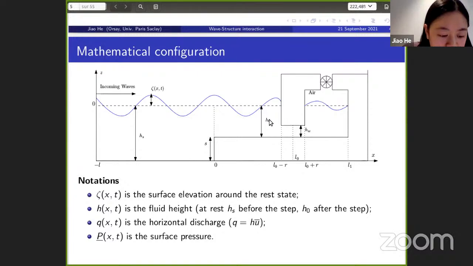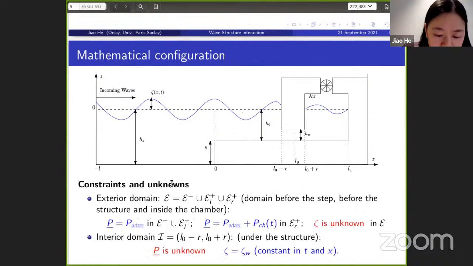And here, in the shallow water equations, there are some notations. Theta is the surface elevation around the rest state. This is theta. And H is the fluid height, at rest it is HS. And before this step and after this step, we have H0, because we consider this step is S. And Q is the horizontal discharge. And P bar is the surface pressure.